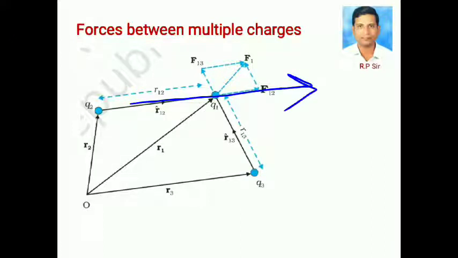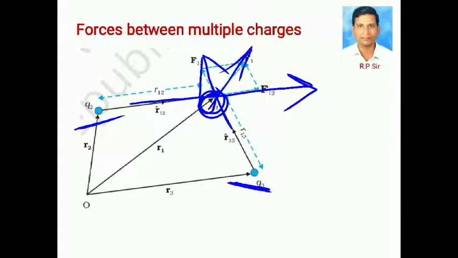F12 is the force acting on Q1 due to Q2. F13 is the force acting on Q1 due to Q3. F1 is the net force acting on Q1.